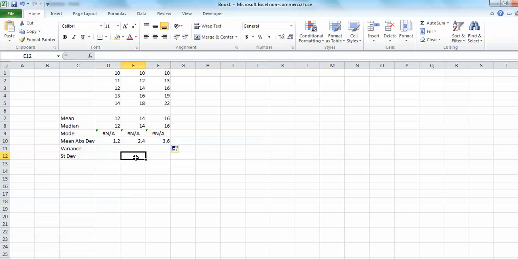And that's what we're seeing right here. The columns with more dispersion have higher mean absolute deviations. The same thing will happen with the variance and standard deviation.